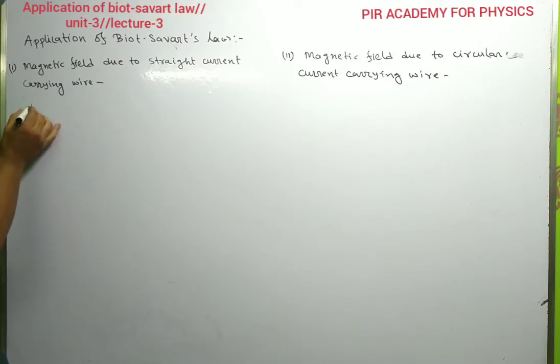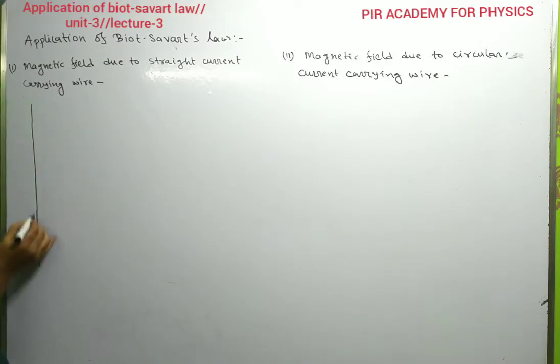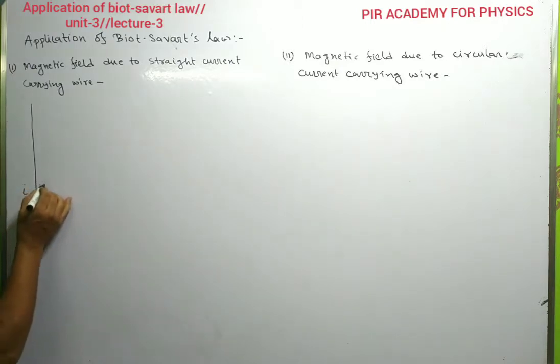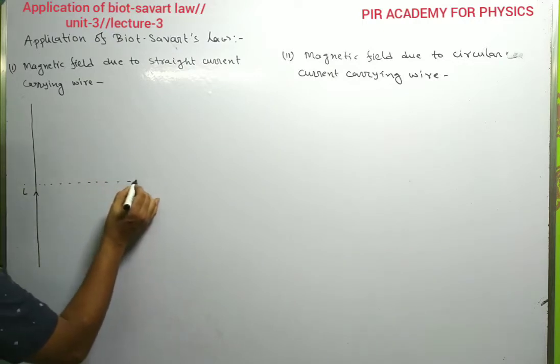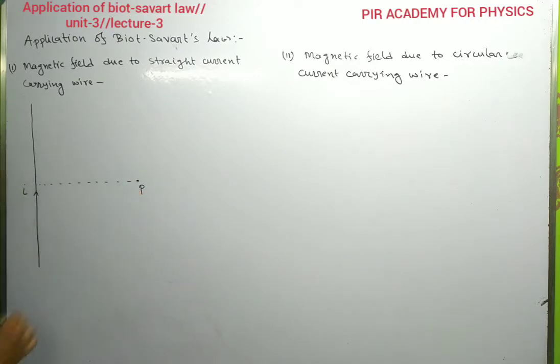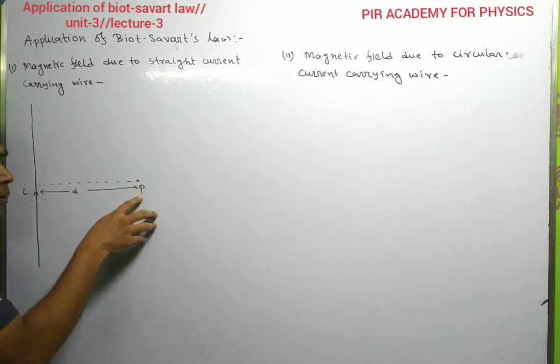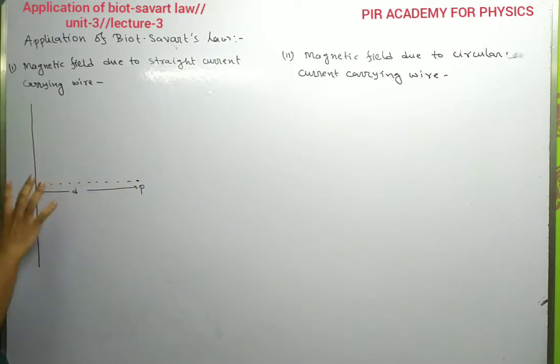So suppose this is a straight current carrying wire of current I. You want to calculate magnetic field at point P at a distance, suppose this distance is D from this current carrying wire. So using Biot-Savart law, you have to calculate magnetic field at P due to this current carrying wire.